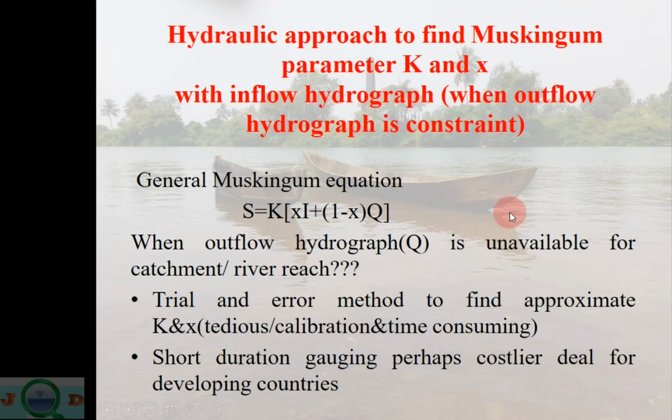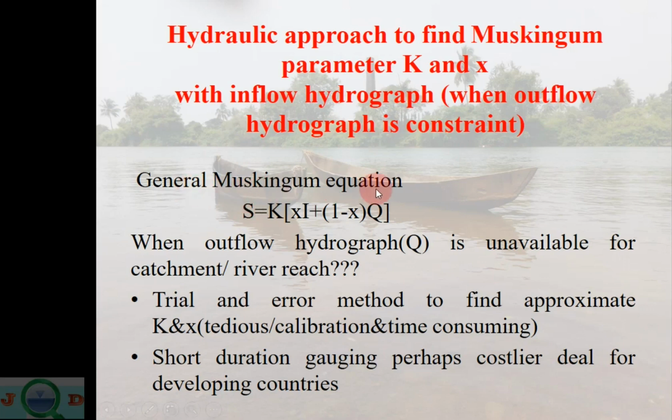In this video, we are going to learn the hydraulic approach to find Muskingum parameters, that is K and X, with the aid of the inflow hydrograph when the outflow hydrograph is unavailable, for modeling the flood hydrograph for different reaches of different sections of the downstream.